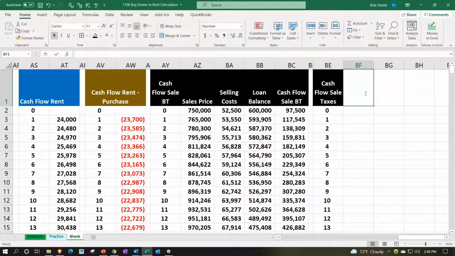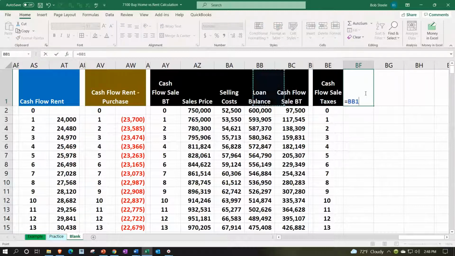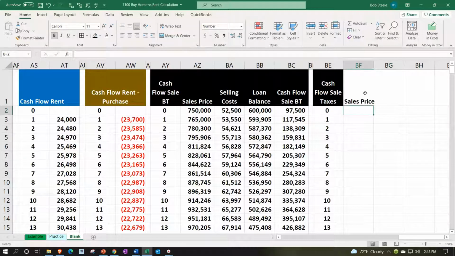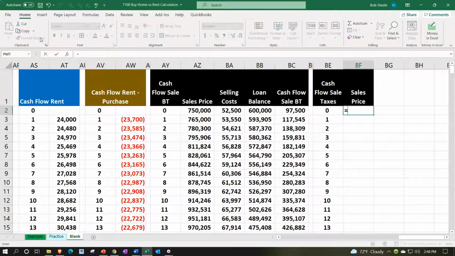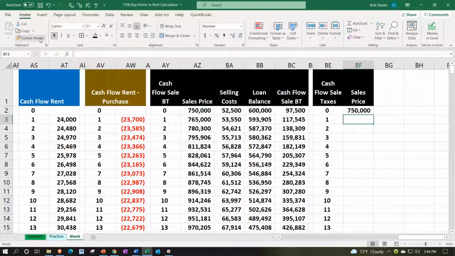We're going to start with the sales price, same starting point. Let's go ahead and format paint the sales price. That's going to be equal to the 750. And then I'll just copy that all the way down. So that part is the same.